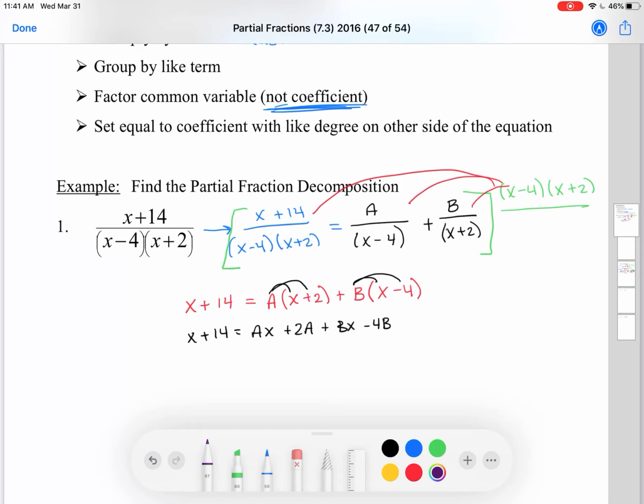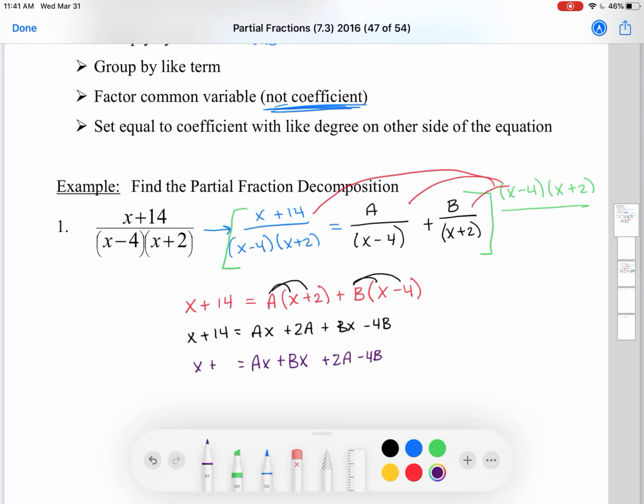So anything that has x's has to get together. Anything that has just a constant, meaning it has no x with it, if it's an a and a b, that's fine. We can group those together. But we cannot combine them together. There is a difference between group and combine. Group just means you're going to put them side by side. So I'm going to have ax plus bx plus 2a minus 4b.